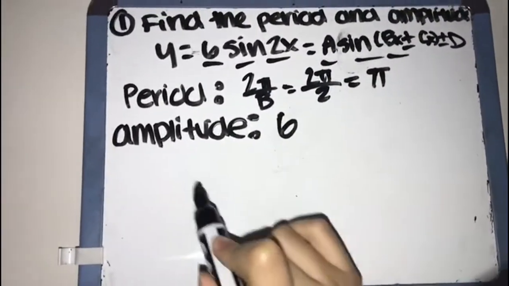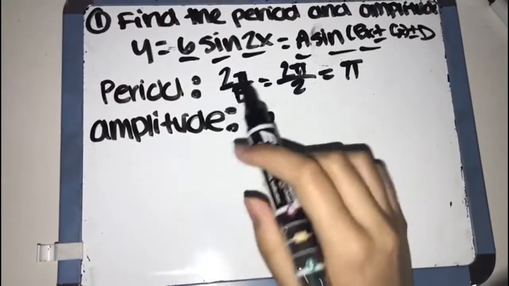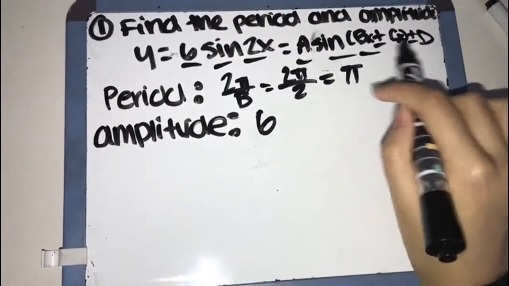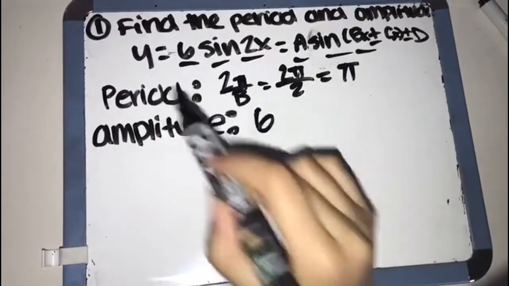We would solve for phase shift and frequency, but since we don't have the C and D, we can't do that. So they only ask for period and amplitude.